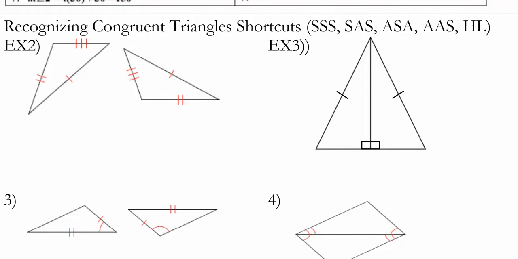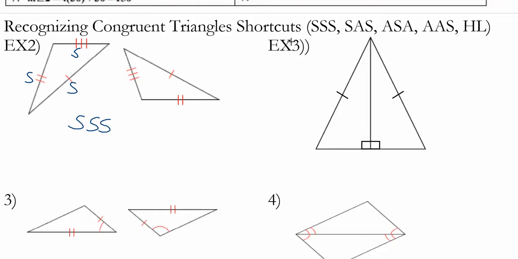Okay, come on down to these two examples, and we're going to talk about those congruent triangle shortcuts. So how can we prove these triangles were congruent? Well, if we look at this, these tick marks indicate sides, and in each one we had all 3 sets of corresponding sides marked, so therefore this would be a side, side, side.